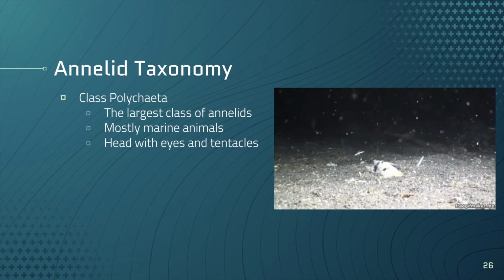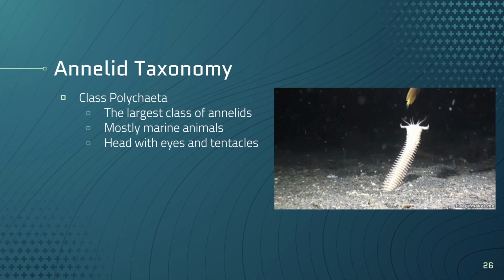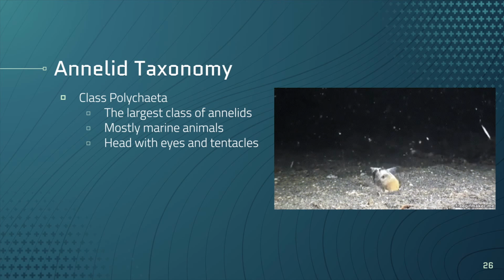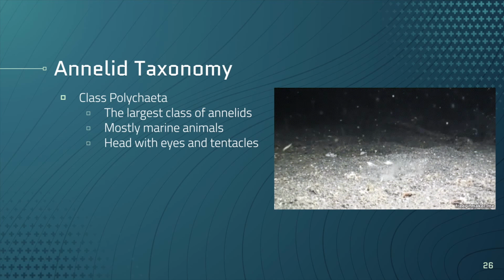Class Polychaeta is the largest class of annelids and includes mostly marine animals. These worms have a head with eyes and tentacles, which afford them a wider variety of sensory capabilities than their subterranean oligochaete counterparts.